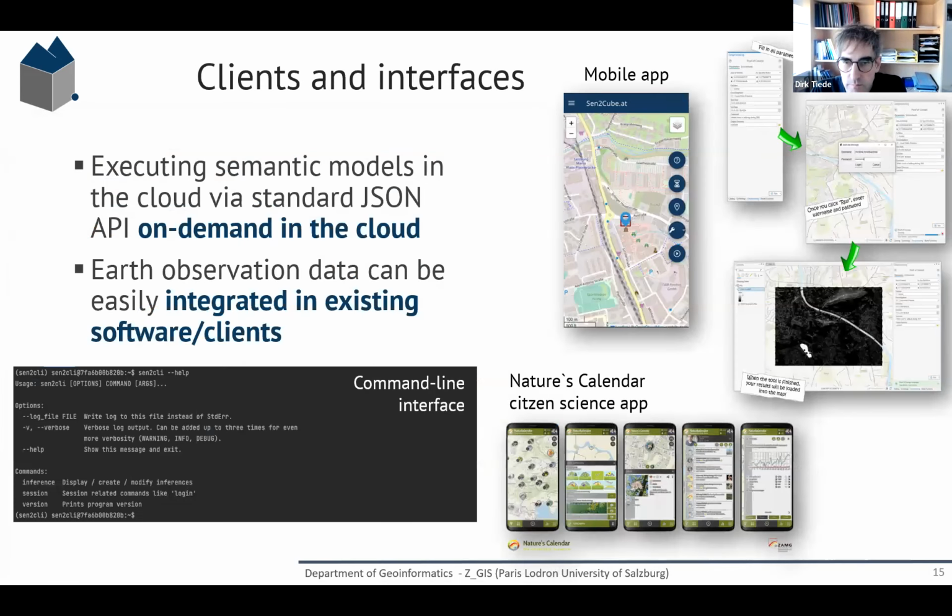Okay. There are some other interesting clients and interfaces we are working on. So mobile apps to do queries on the fly in the field, and integration into GIS software, again to reach users who are not used to complex programming. They are also not used to using Google Earth Engine and so on. So we are providing toolboxes to run models in the GIS, and we are also teaming up with some other partners, for example Nature's Calendar. That's a citizen science app where people can, for example, query snow cover measurements.